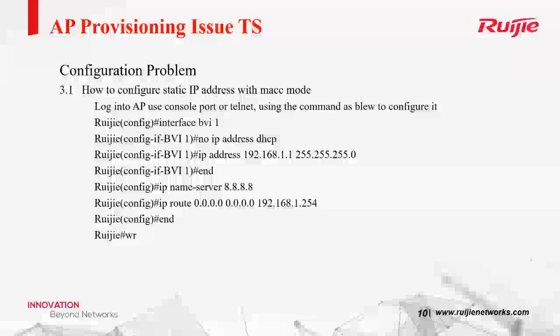The third problem is the configuration problem. Someone will ask me how to configure a static IP address with MACC mount. In this situation, you need to log into the AP's console port or telnet using the commands as below. First, configure the static IP, and then configure the IP name server. Last, configure the static default IP route.